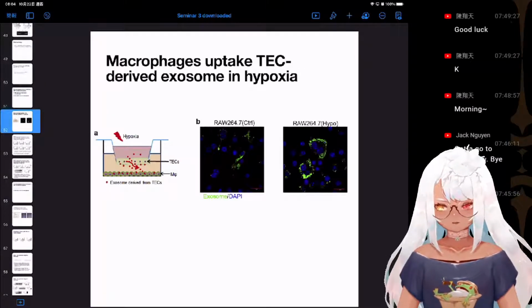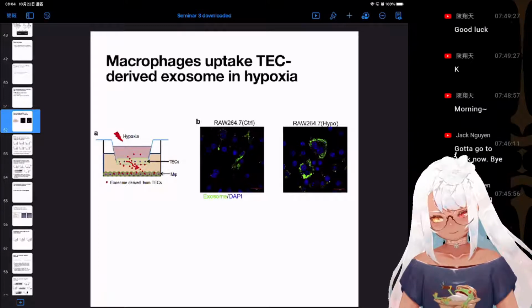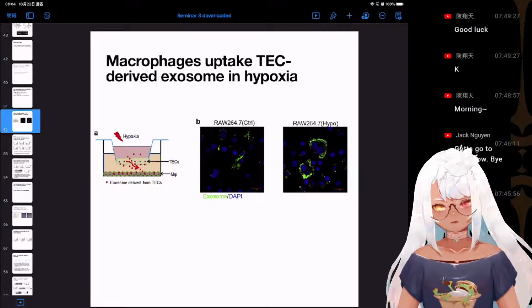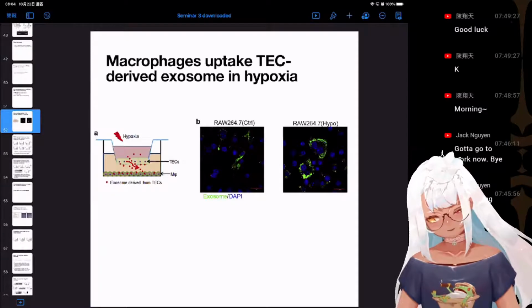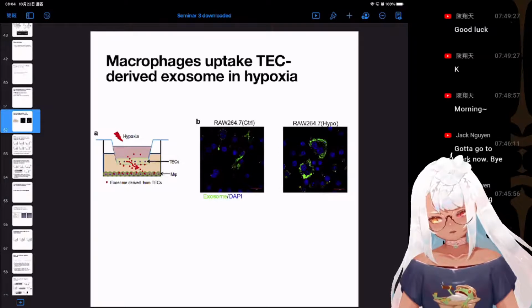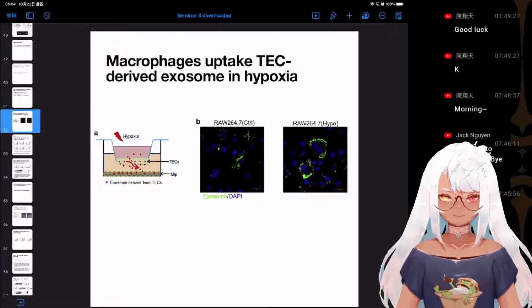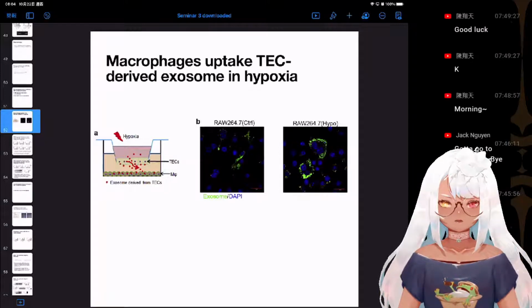On the bigger scale, first of all, the author performs a transfer study. Here the upper chamber is filled with TEC, and the oxygen here can be regulated, so the author can decide whether they want to perform a hypoxia experiment. The lower layer is filled with macrophage, and there's a permeable membrane that allows the exosome derived from TEC to go through it and be absorbed by macrophage.